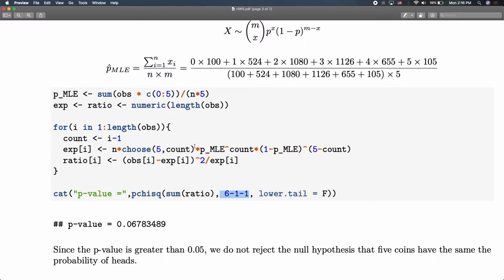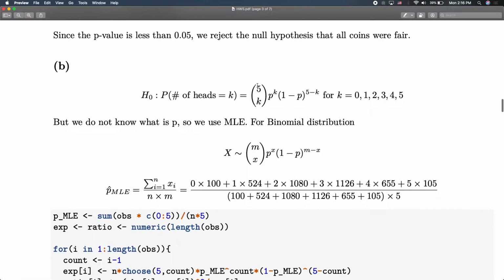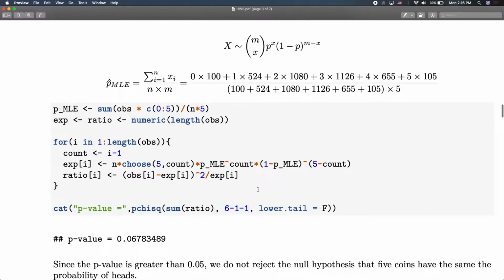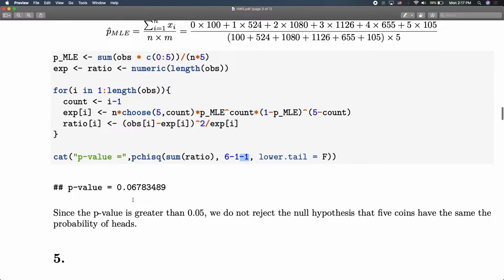The additional minus 1 is because we use the data to estimate another unknown information in this null hypothesis, which is this MLE for this binomial distribution. So we need to minus 1 for additional degree of loss in the degree of freedom. And the rest of the template stays the same, and calculate the P value. 0.06, so greater than 0.05, we do not reject the null.